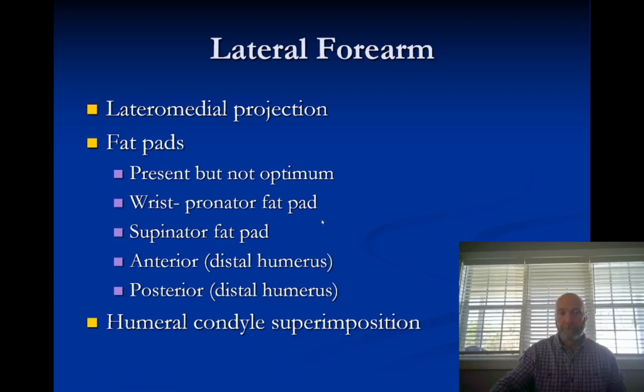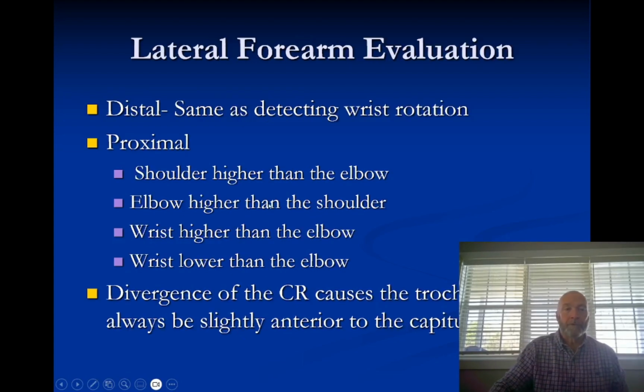if you're shooting a lateral of forearm, just because it's going to project the humerus back, posteriorly onto that posterior fat pad. All right, so lateral forearm, distal, same as detecting wrist rotation. You're still going to have some distortion because of divergence of central ray.